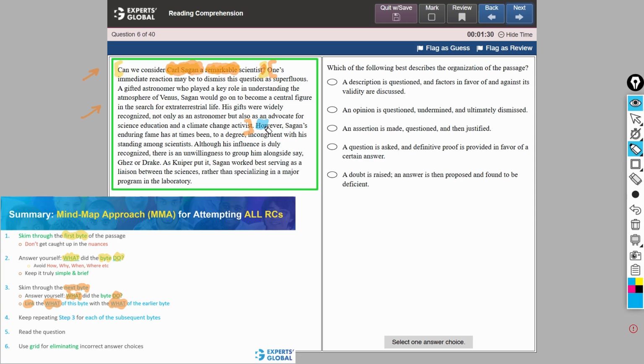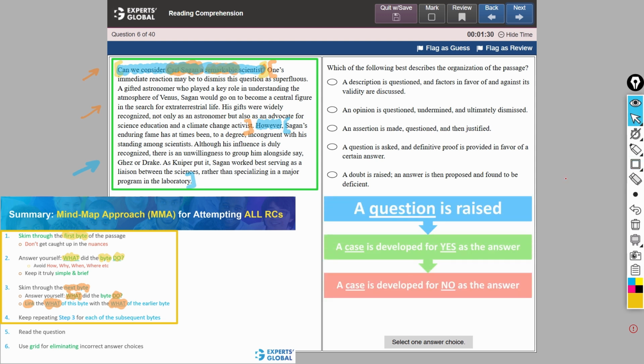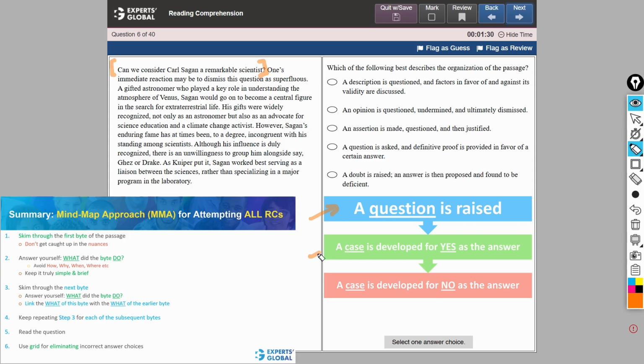yes. Now we see a contrast trigger, and this can be our last byte of the passage. And what this does is to develop a case for why the answer to this question should be a no. So we completed the first 4 steps here, and this is what our mind map looks like. A question was raised, then a case was developed for why the answer to the question should be a yes, then a contrast trigger, then in the last part, a case is developed for why the answer to this question should be a no.